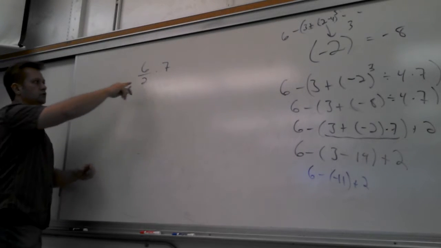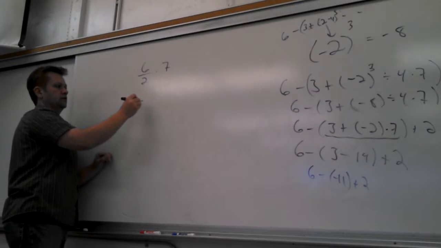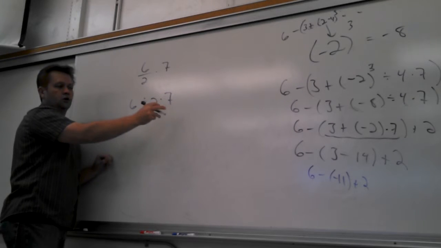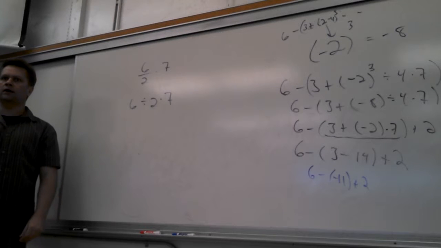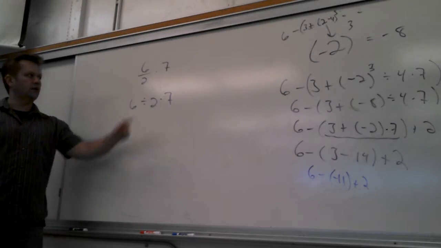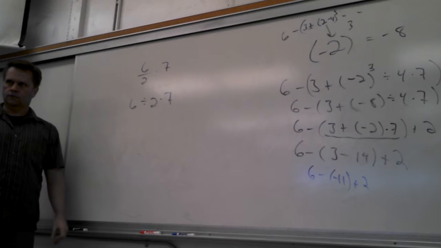All right. Now, how else do I write this? Do I have to write it with a bar? I can write this as 6 divided by 2 times 7. So if you make this 14, you've changed what I asked you to do. I didn't say divide by 2 and 7. I said divide by 2, then multiply by 7. That's what this means. So why does the rule say multiply first?